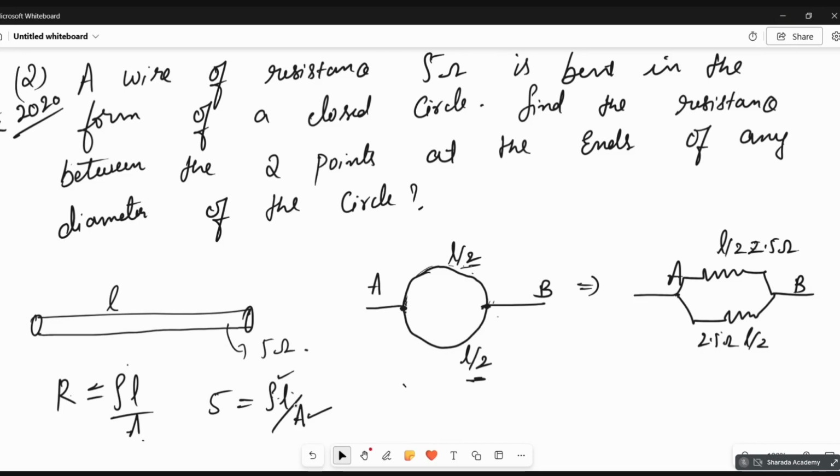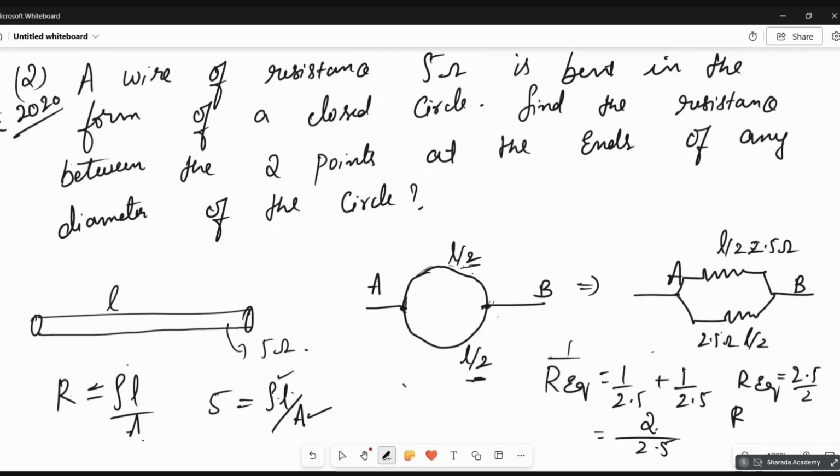That is 2.5, 2.5. Now, two resistors in parallel, which are 2.5 and 2.5. Fine, find the equivalent. What is the value you are getting? R equivalent? 1 by R is equal to 1 by R1 plus 1 by R2. So 2.5 here, it is 2. So R equivalent will be 2.5 by 2. R equivalent will be 1.25 ohms.